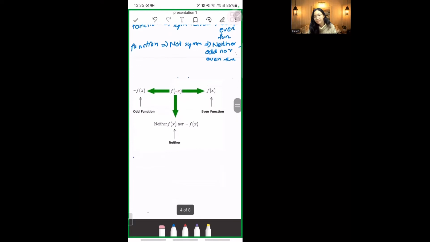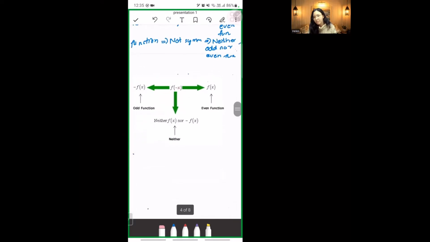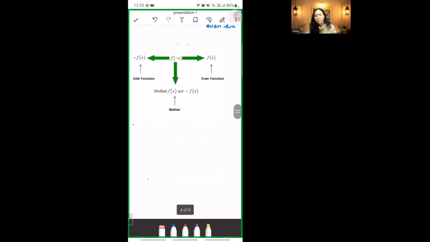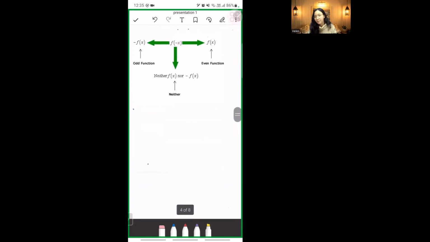So how can we find out if our function is symmetrical or not symmetrical? We will have to look at the key points here. We have to find out f of minus x, and f of minus x is our key point here. So if f of minus x is equal to f of x, as shown in the figure, then we will get the even function. And if f of minus x is equal to minus f of x on the left, then we will get an odd function.